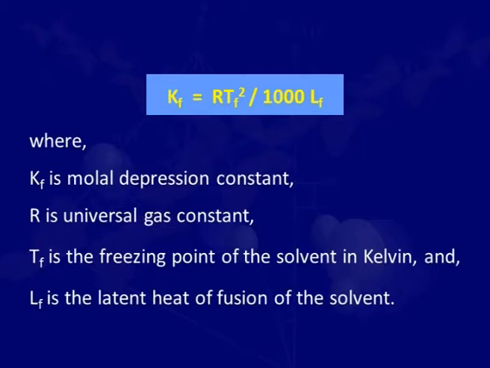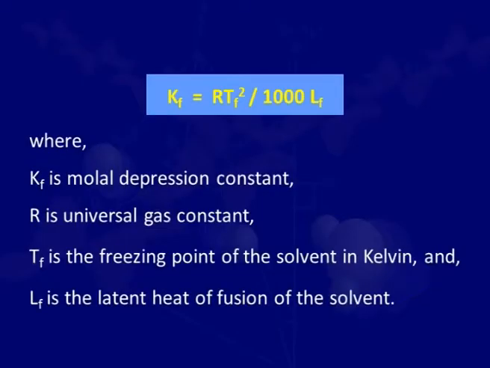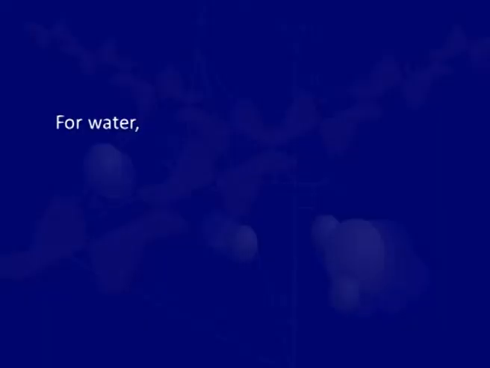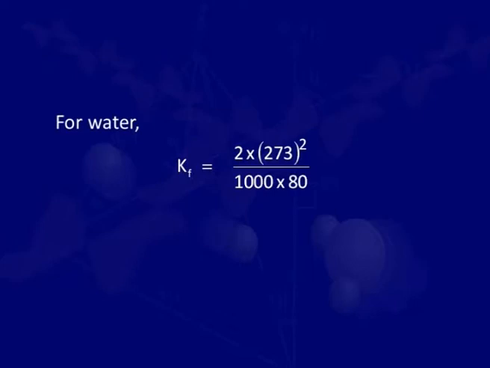You must remember that the units of R and Lf must be similar. If you are using R in calories per Kelvin per mole, the units of Lf, that is latent heat of fusion, must also be in calories per gram. For water, the freezing point is 273 Kelvin. Hence, putting all the values in the expression, Kf is equal to 2 into 273 whole square upon 1000 into 80. 80 is the latent heat of fusion of water in calories per gram. Kf for water will come out to be 1.86 Kelvin kg per mole.